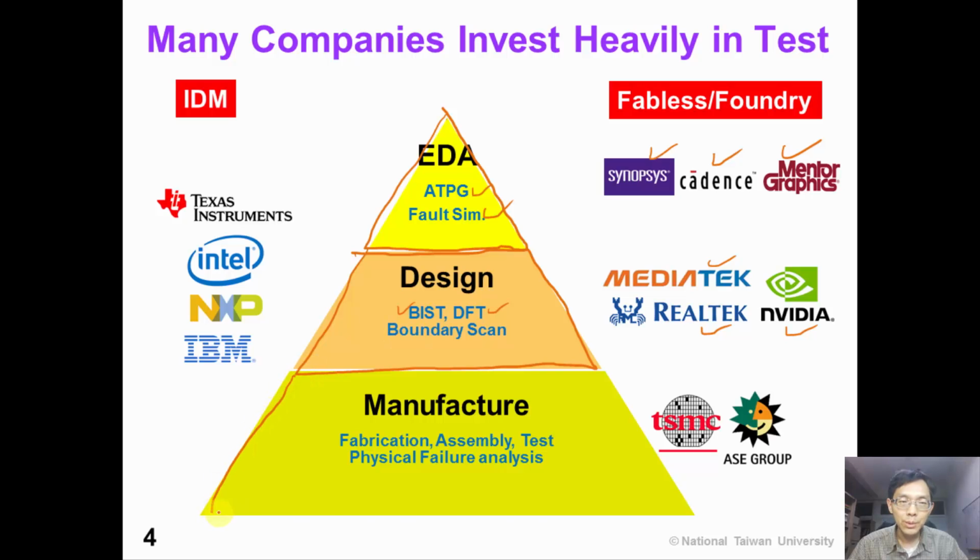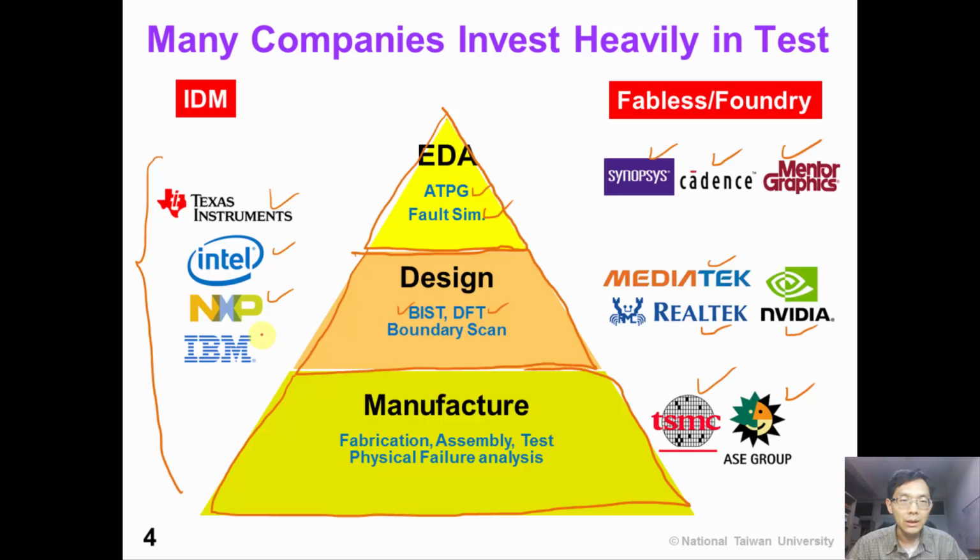At the bottom of this pyramid, there are fab companies such as TSMC and assembly test service companies such as ASE. They provide manufacturing, assembly, and test service for the fabless companies. On the left-hand side, we see many well-known IDM companies such as TI, Intel, NXP, and IBM. They all invest heavily in testing because test is essential to the IC quality.